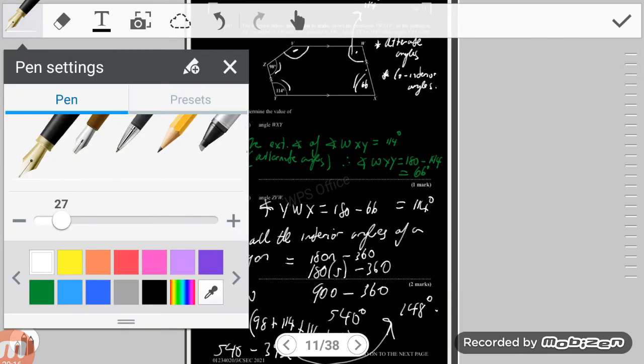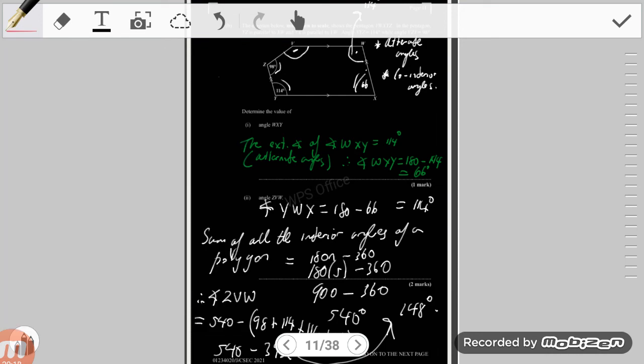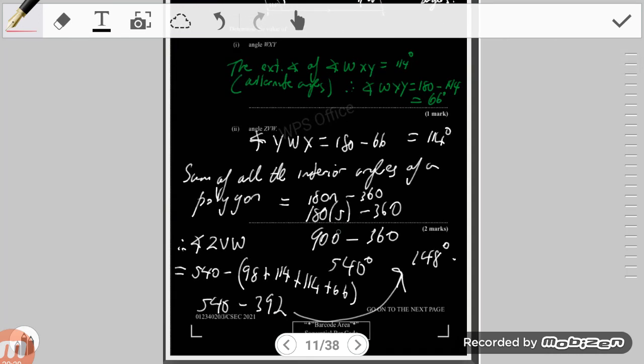So some knowledge was here. Something that doesn't come up a lot is the fact that the sum of the angles in a polygon, let's just highlight that here.